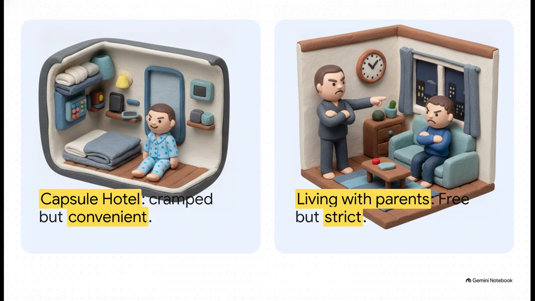Let's paint a picture with two totally different living setups. On one hand, imagine a capsule hotel in Japan, literally a bed inside a tiny pod. Sure, it's cramped, but hey, it's incredibly convenient, usually right in the middle of a busy downtown. Now flip that and imagine living at home with your parents. Free room, free food, which is amazing, but the downside, strict rules, curfews, you know the drill. Both of these situations definitely make people wish for a change.